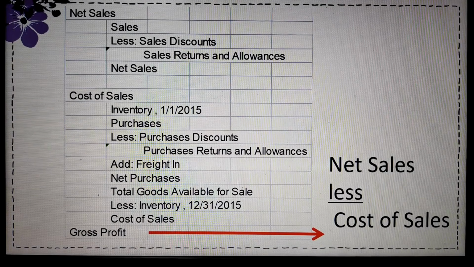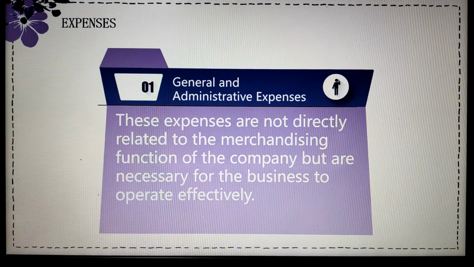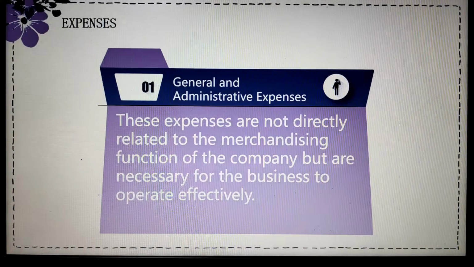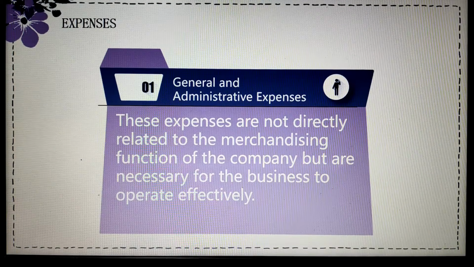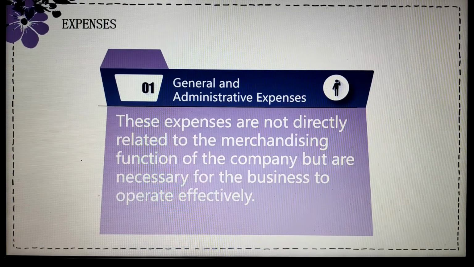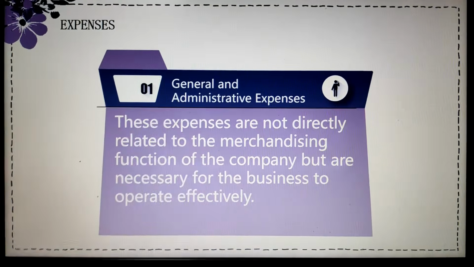Next is the gross profit. The gross profit is the amount generated when you less the net sales less the cost of sales. Okay, so we have two types of expenses. In the statement of comprehensive income single step, walay division of expenses. Kay in the multi-step naay division of expenses.